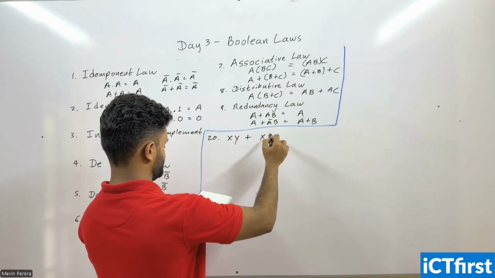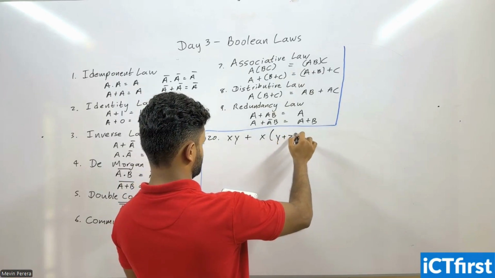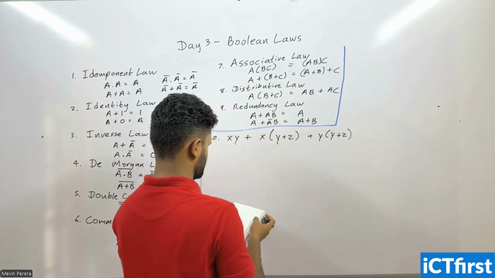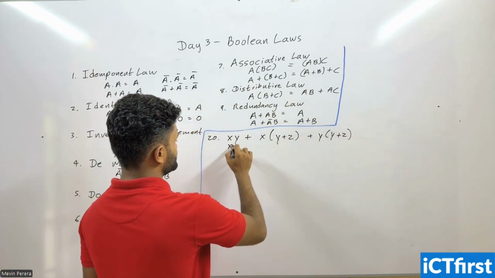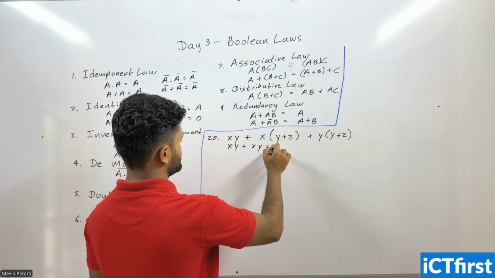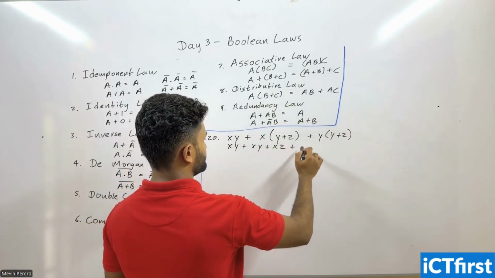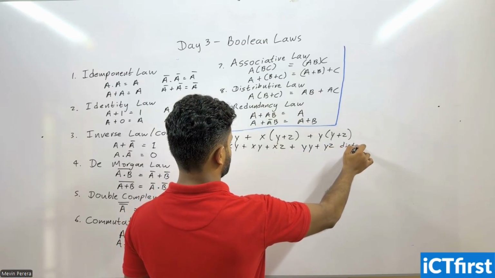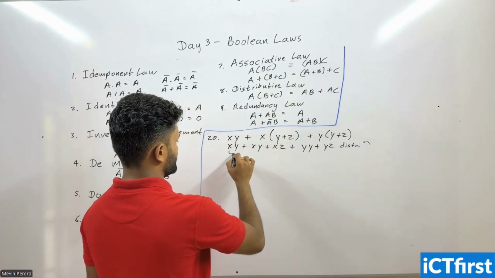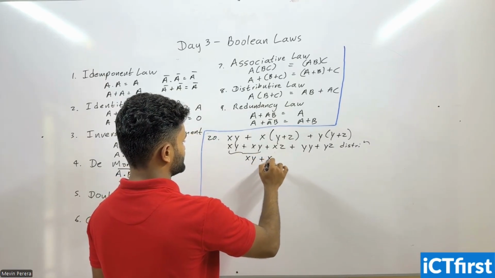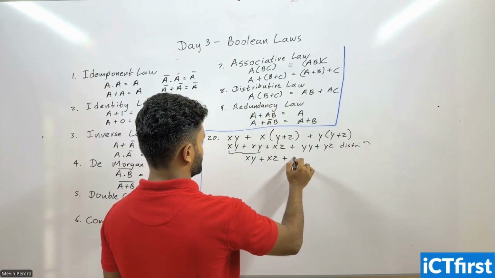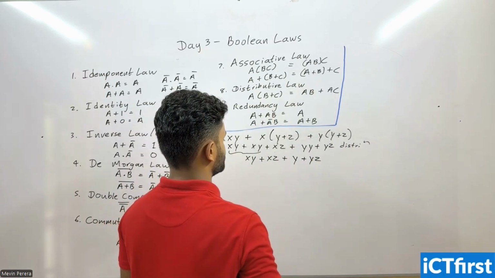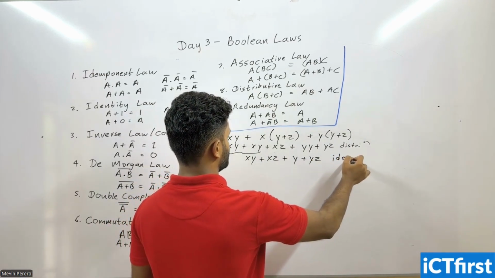So let's check the 20th one. xy plus xy plus xz plus yy plus yz. That is the distributive law. And this becomes xy plus xz plus y plus yz. I can do this one straight away because it's the same, the idempotent law.